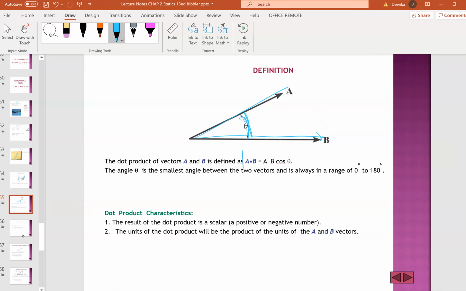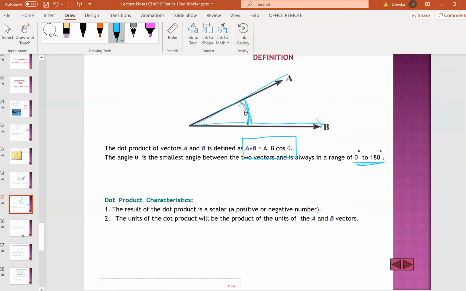So look at this, A dot B equals AB cos theta. Theta will be the smallest angle between the two vectors and is in the range of 0 to 180. It should not exceed 180. As for the dot product characteristics, the result of the dot product is a scalar, either a positive or negative number. The units of the dot product will be the product of the units of the A and B vectors.